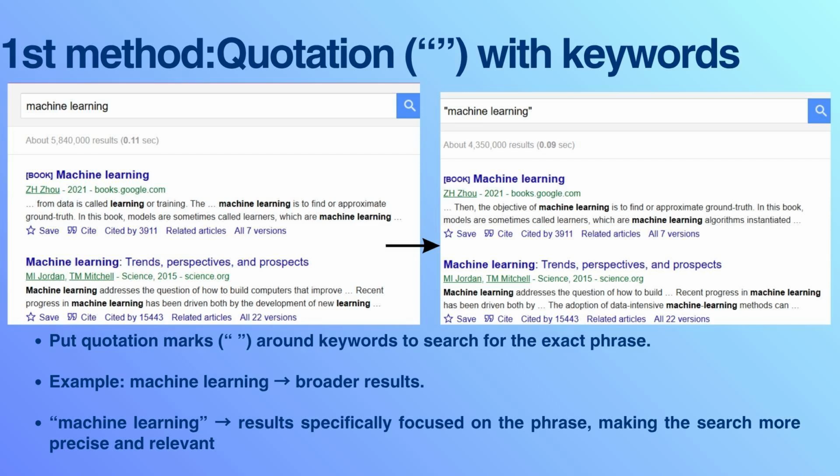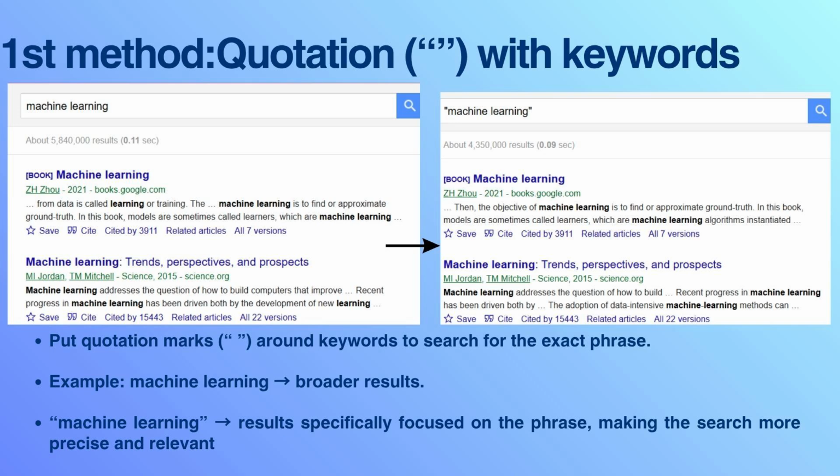The first search method is using quotation marks around keywords. Quotation marks tell Google Scholar that we want to search for the exact phrase rather than treating each word as a separate keyword. For example, if we search for machine learning without quotation marks, Google Scholar can return a very large number of results. Some of these results may discuss machine learning, but others may focus more generally on the individual words, such as machine or learning.